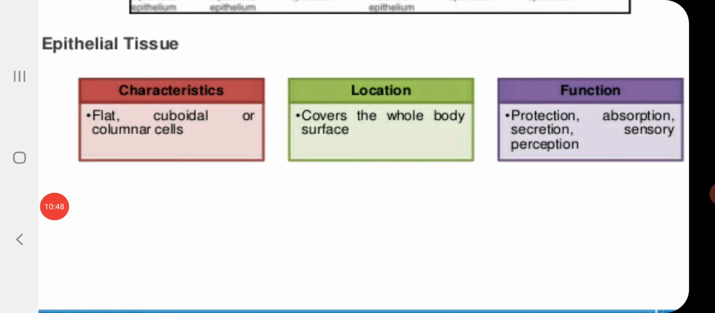Now let us see about epithelial tissue. Its characteristics are that the cells are flat, cuboidal or columnar, and they cover the whole body surface. Protection, absorption, secretion and sensory perception are their work.